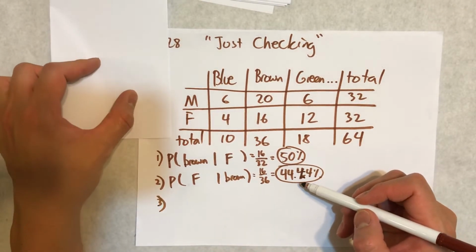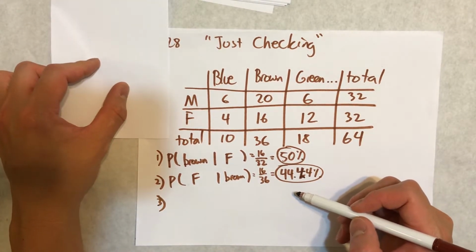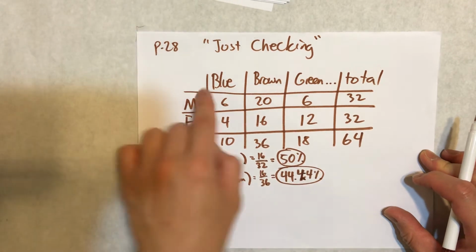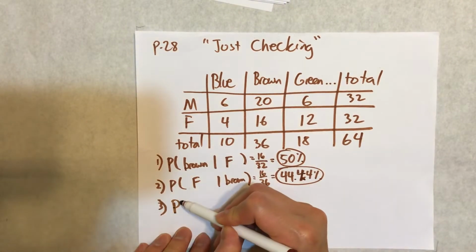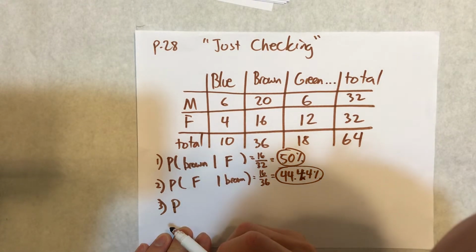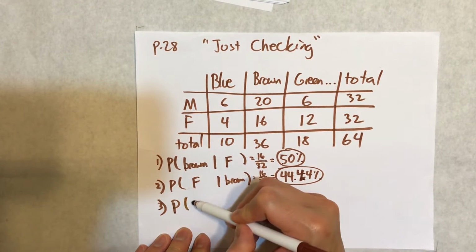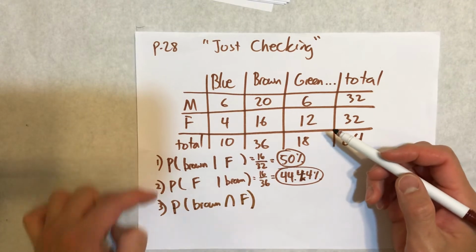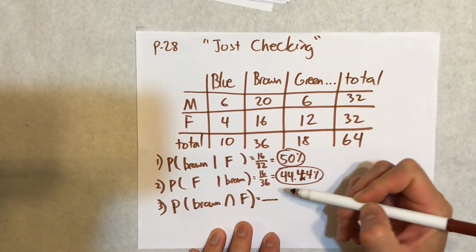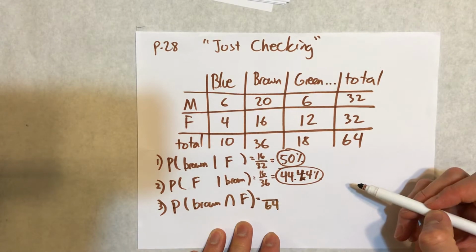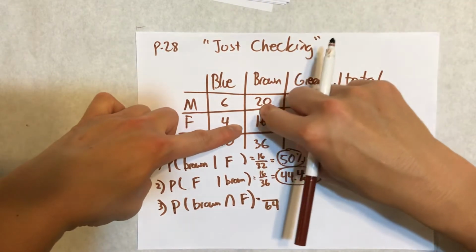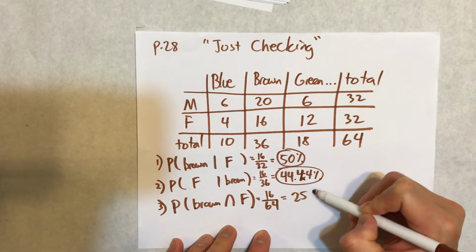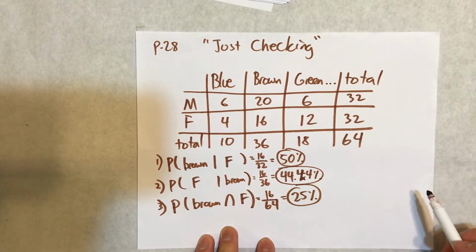Okay. Number 3, it's saying what percent of students are brown-eyed females? When we say students, we're talking about all of these students right here. So the total is 64. So it's the probability that you are brown and female. Notice the difference of these 3. There are a total of 64 students, and brown and female would be 16 right here. So that comes out to a nice, easy 25%. Okay?